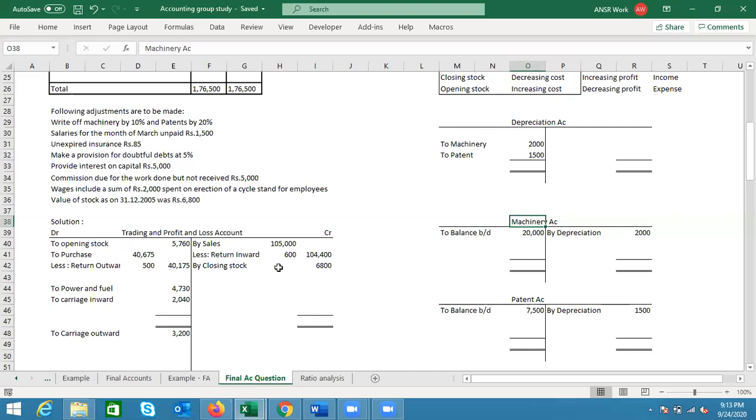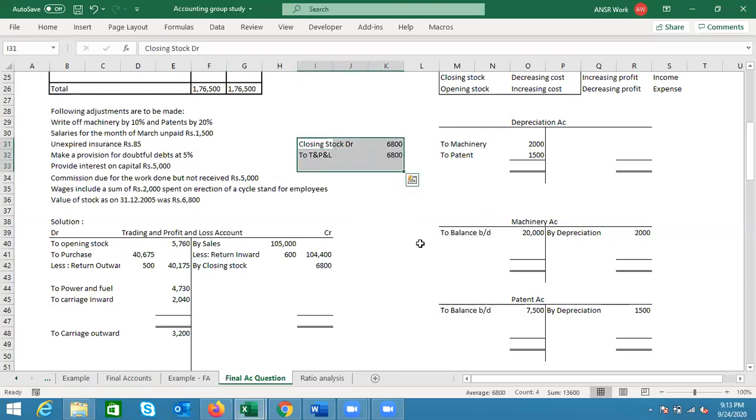So here, what I'm trying to say is, when we have already posted the entry, what is exactly happening here is closing stock account is getting debited to trading and profit and loss account. Can I say that? For 6,800. Anyone has any doubt in this? This is the entry that we posted just right now.